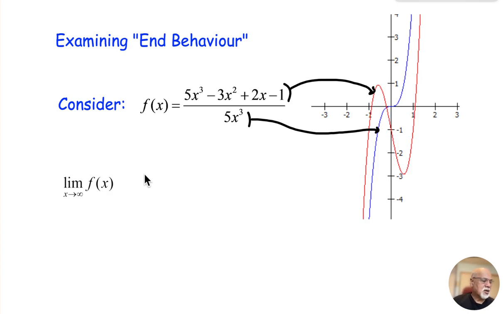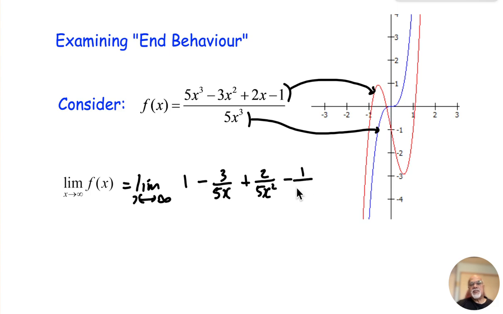Now, you want to take a look at what is the limit of f of x as x approaches infinity, namely 5x cubed minus and so on, divided by 5x cubed. Well, we can break this up. We can say that this is the limit as x approaches infinity, and we can divide all those terms by the 5x cubed. So we end up getting 1 minus 3 over 5x plus 2 over 5x squared minus 1 over 5x cubed.